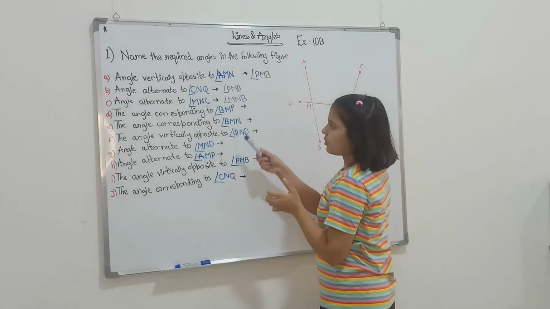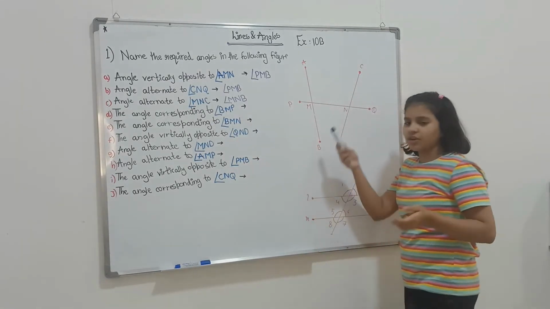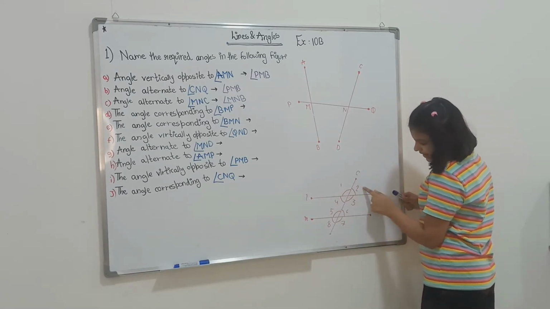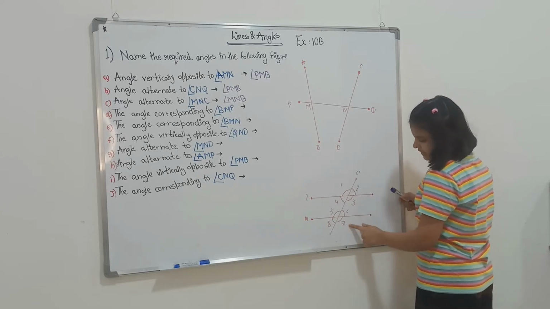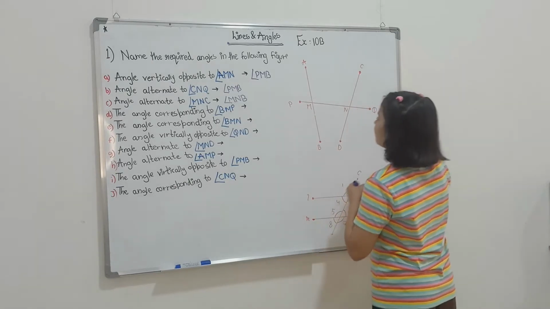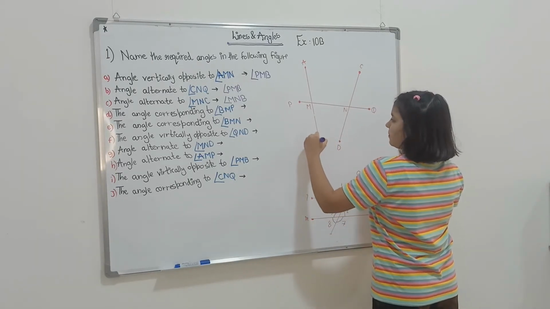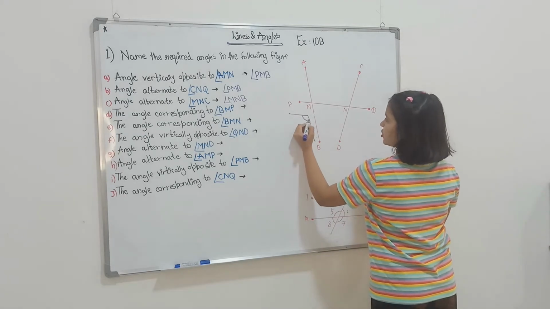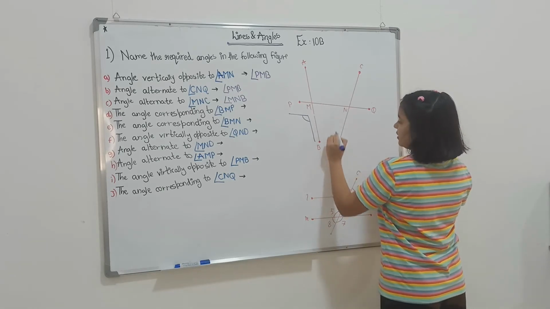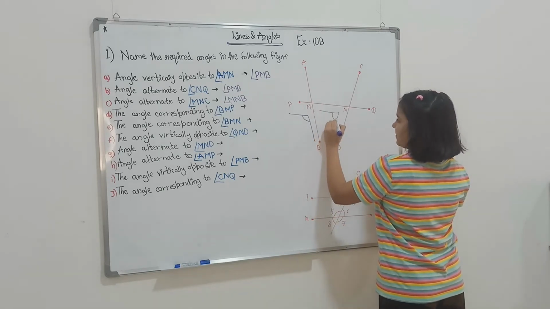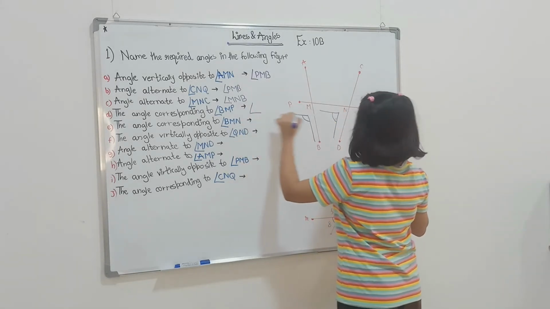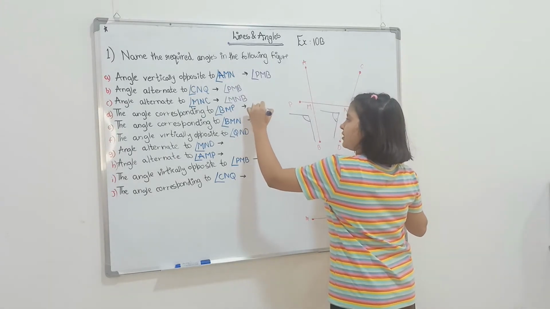Next is the angle corresponding to BMP. So now we have to find the corresponding angles. Here the corresponding angles are angle 1 and angle 5, angle 2 and angle 6, angle 3 and angle 7, angle 4 and angle 8. So corresponding to BMP, this and this, it's angle D and M. So the answer is angle D and M.